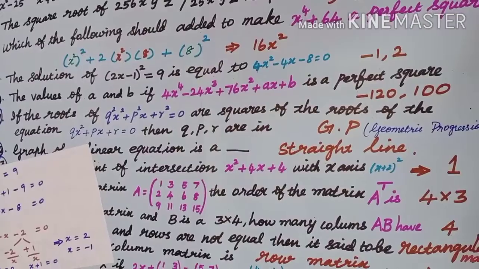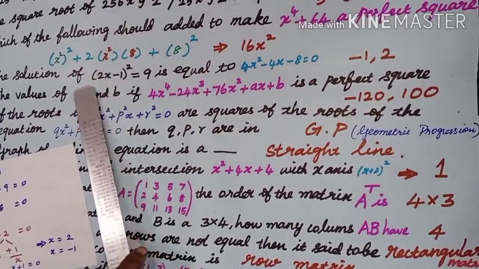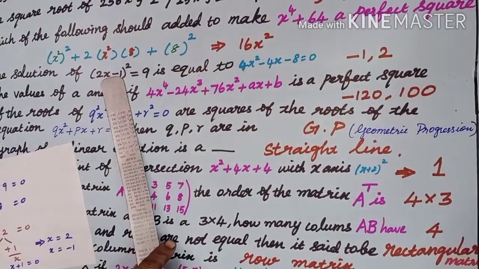So what is your correct answer? 2 and −1. So this is your answer here. 2 and −1 is your answer.